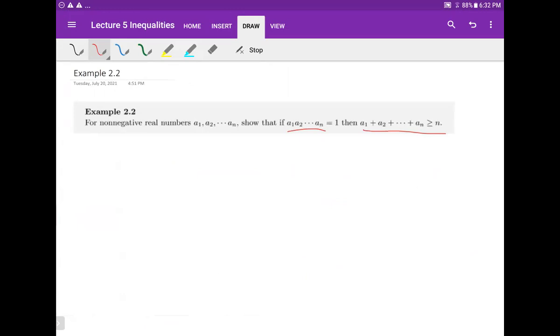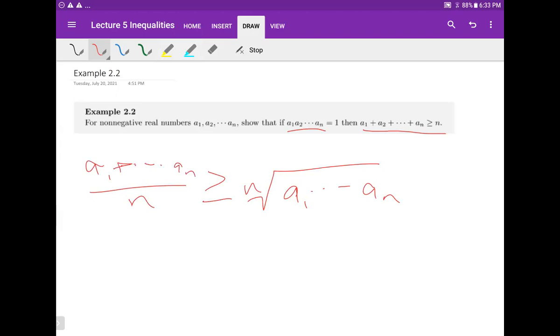So if we recall what AMGM says, the arithmetic mean is always greater than or equal to the geometric mean, right? So that means the nth root of a1 through an is less than or equal to the arithmetic mean, right? But then we notice that if we plug in the fact that the product of all these numbers is 1, then that just means that the arithmetic mean is greater than or equal to 1, right?